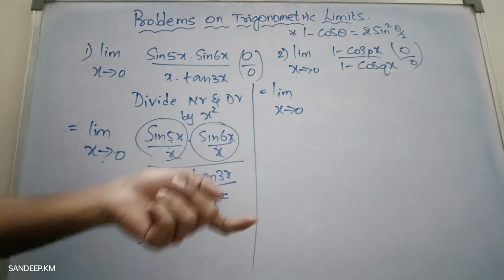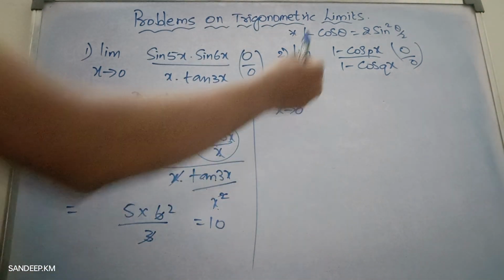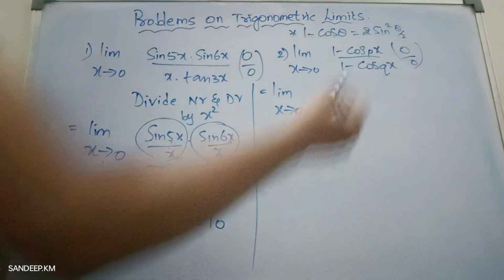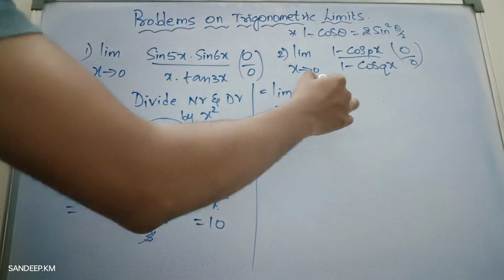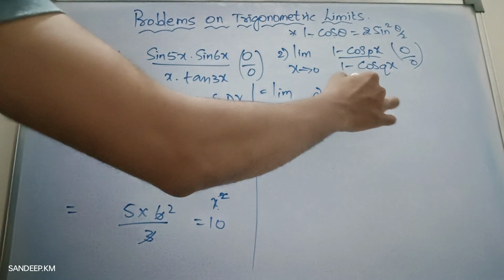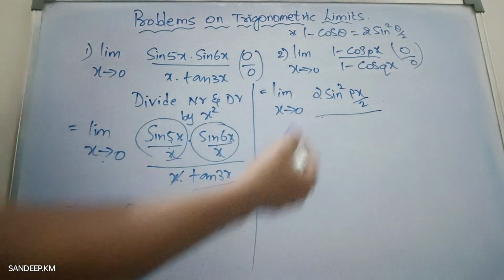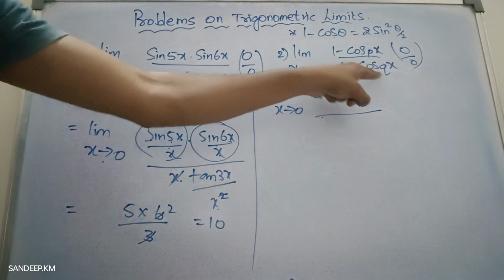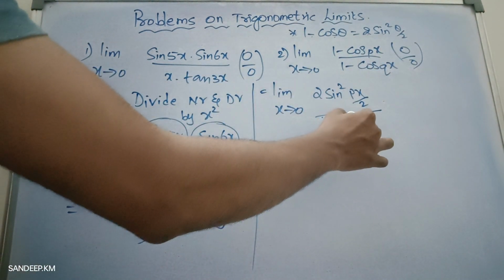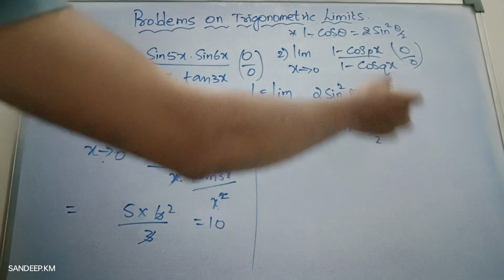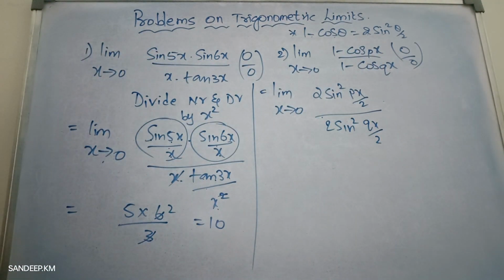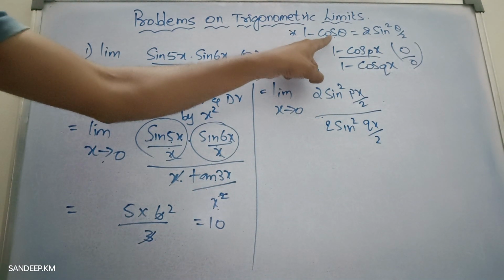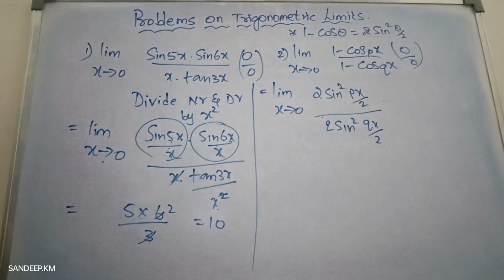You can substitute and we can check it. Okay, let me simplify using the trigonometric formula. 1 minus cos theta is 2 sin square theta by 2. So 1 minus cos px is 2 sin square px by 2, whole divided by, again, 1 minus cos qx is 2 sin square qx by 2. Instead of theta we have qx. Okay, now I just used this formula in the numerator and also in the denominator. 2 and 2 will get cancelled.